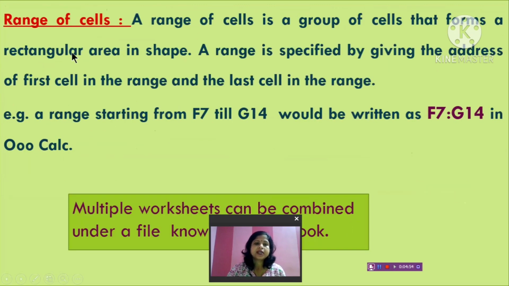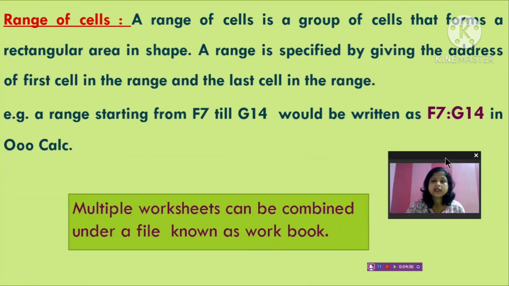Next, range of cells. A range of cells is a group of cells that forms a rectangular area in shape. A range is specified by giving the address of first cell in the range and the last cell in the range. Okay. So range means a group of cells in a contiguous location. I am telling contiguous, not continuous. Okay. Contiguous means the boundary will touch each other.